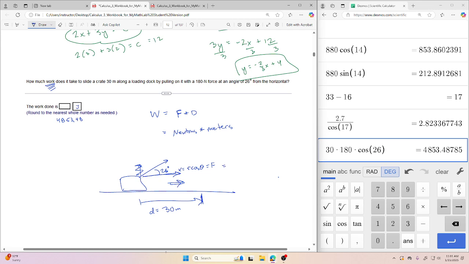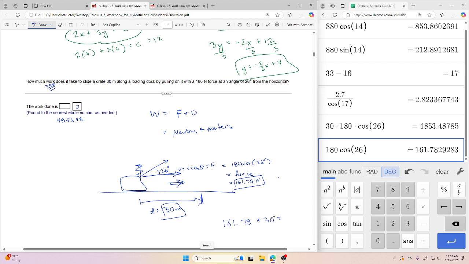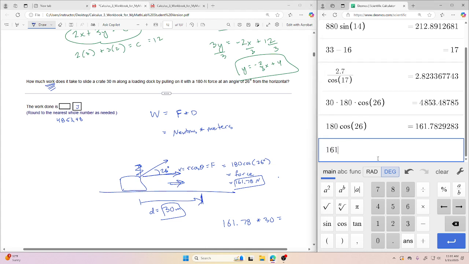Okay, I think so. So then we're going to do 180 times the cosine of the 26. That's going to be my force. I'm doing this by hand, slowly, if that makes sense. So then I have 161.78 newtons. That's going to be my force. This is my distance, so I just multiply them, right? Let's see what happens. Times the 30, and there we go. Cool. 5.3. Bam.